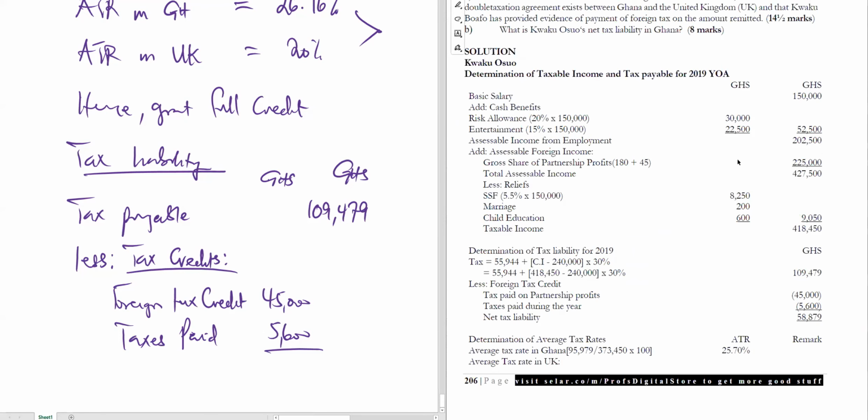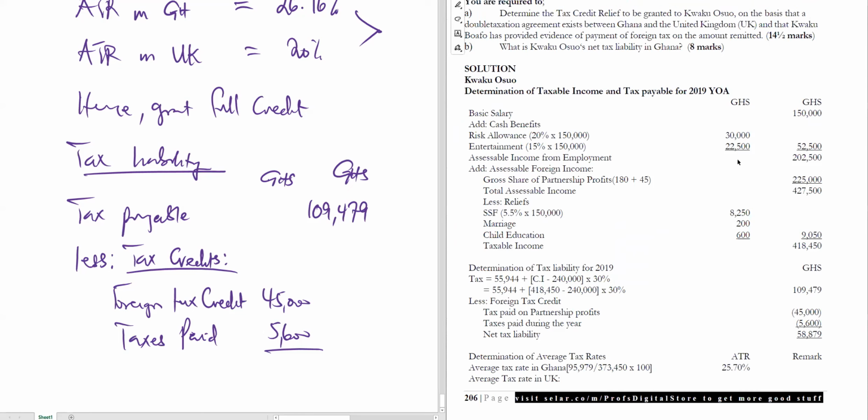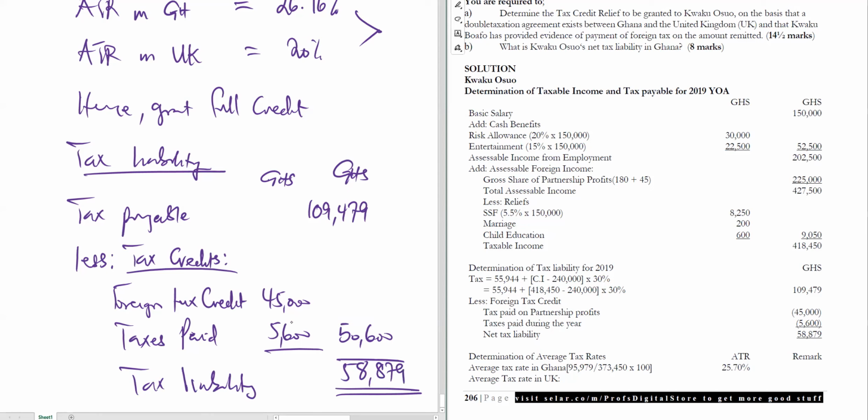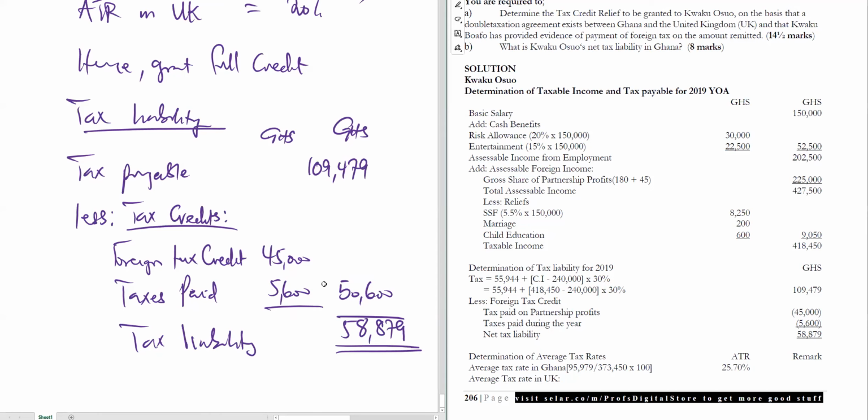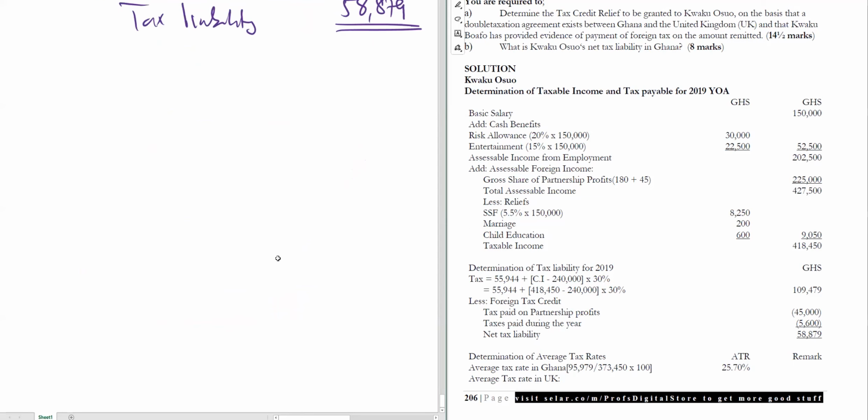We add the two together. So what do we get then? When you add the two, this one is 50,600. So deduct it, you get 58,879. Are we all okay? Simple as ABC.